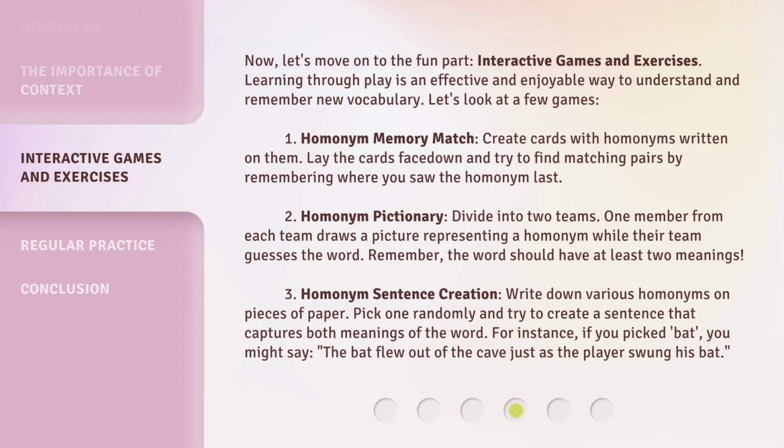3. Homonym sentence creation. Write down various homonyms on pieces of paper. Pick one randomly and try to create a sentence that captures both meanings of the word. For instance, if you picked bat, you might say, "The bat flew out of the cave just as the player swung his bat."